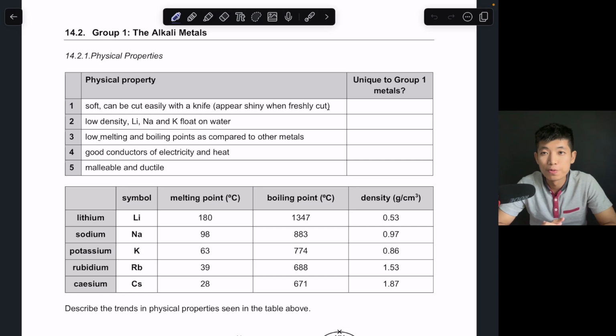Hi everyone, in this video we'll look at the chemistry of alkali metals, or your group 1 metals. You have learned about metals in primary school, in lower secondary, as well as in the chapter of chemical bonding. Spend 30 seconds to pen down some of the properties of metals that you are familiar with.